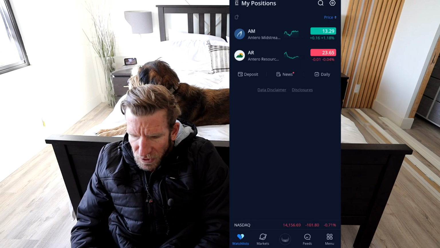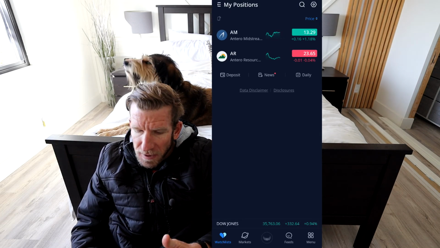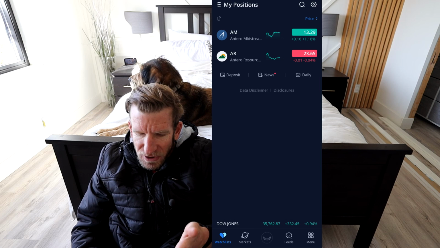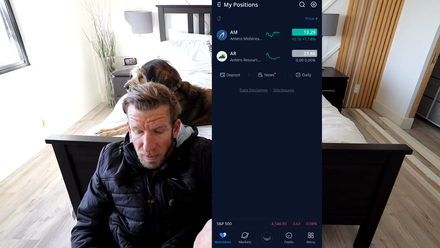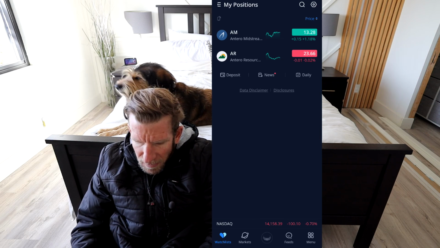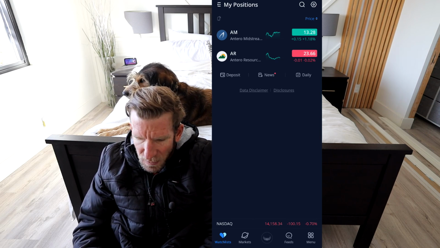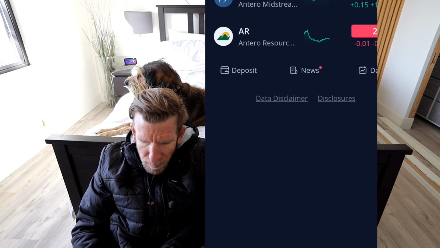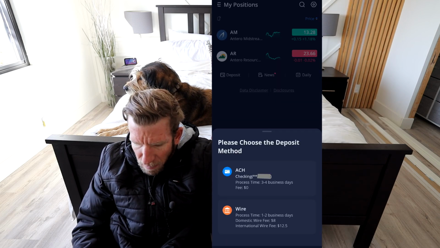Let's dive in. Okay, so as we fire open the app, it shows my positions right here. These are actual stocks that I received for free when I signed up. You have a couple different things here, and I'm going to try to break this down as easily as we can. You, of course, have your deposit area right here where you can deposit more.